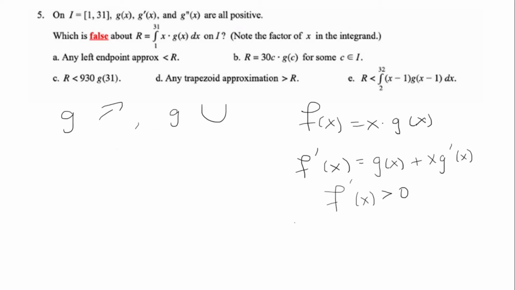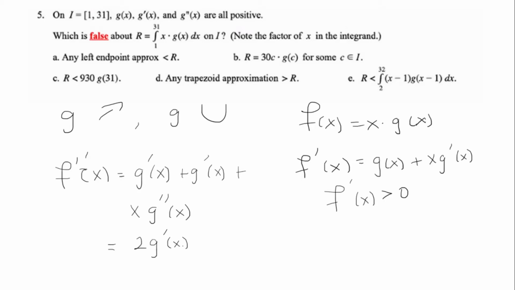Now let's consider the second derivative. So we're going to take the derivative of g of x, which is g prime of x, and then we want to take the derivative of x times g prime of x. Well, the derivative of x is 1, and then we're going to multiply that by g prime of x, plus we're going to take the derivative of g prime of x and multiply it by x. So that would be x times g double prime of x. So I can simplify this further as 2 times g prime of x plus x times g double prime of x. And this is my second derivative.